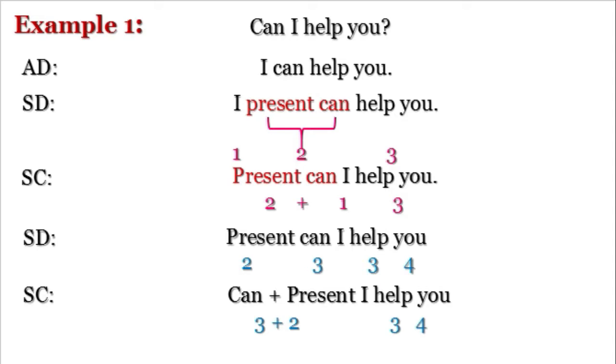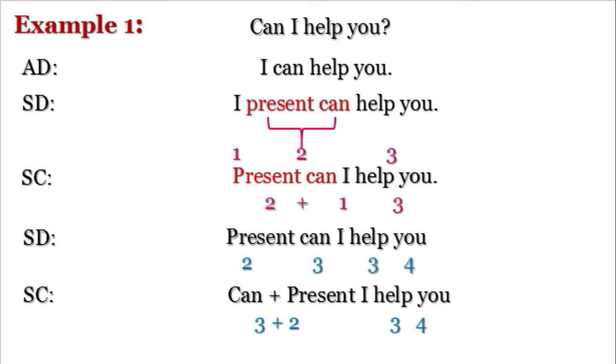I is number 1, present and can are the first two elements of Aux, they take number 2, and the rest is number 3. In the structural change, we take the present and can, meaning the two elements, and reverse them with the subject, the NP, which is I, meaning 2 plus 1, and the third element won't change its place. Then we apply affix hopping, meaning we take the SD, we take the SC and put it plus the SD, which is present can I help you.